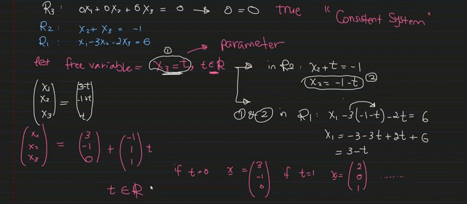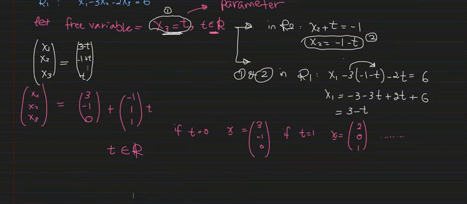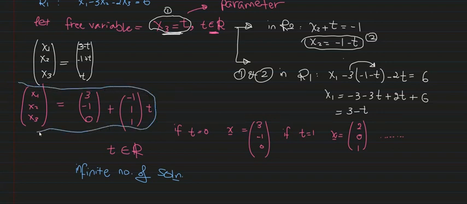t belongs to all real numbers. And hence, how many solutions are we dealing with here? What is the number of solutions that we are having? This is an infinite number of solutions, right? So this is the type where we have an infinite number of solutions, and we have to represent it using this representation. We need a vector for the free term, and another vector for the parameter.